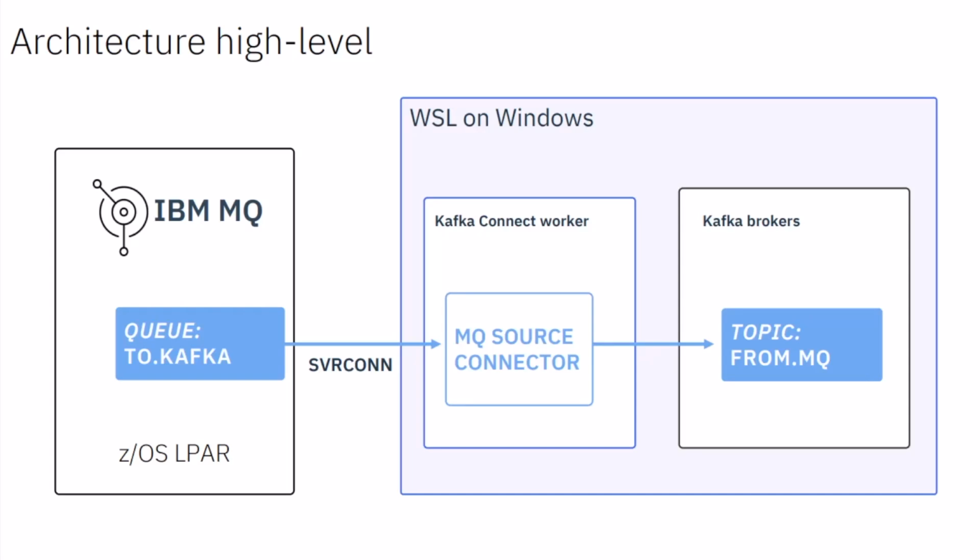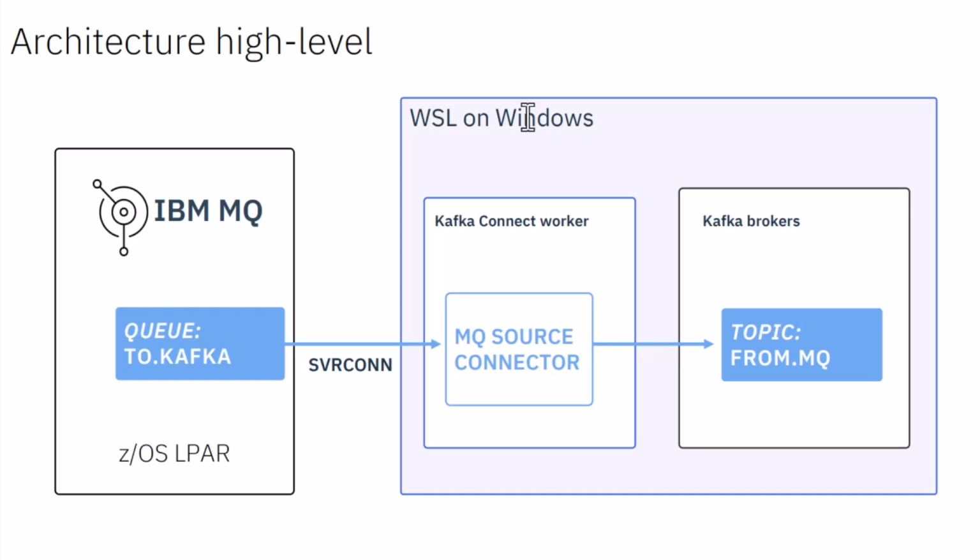Hi everyone. In this demonstration, I'm going to show you an example of connecting IBM MQ to Kafka using the MQ source connector as part of the IBM MQ product. In this scenario, I'm going to show the source connector sending messages from a queue on MQ on z/OS to a Kafka topic.